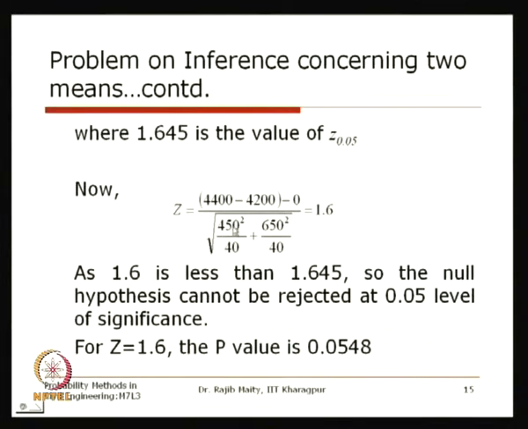Now if we use the sample statistics, we get a Z of 1.6, which is less than 1.645. So the null hypothesis cannot be rejected at the 0.05 level of significance. So we cannot say that sample 1 is really superior to sample 2, because we failed to reject the null hypothesis. As I mentioned earlier also, we should not say that the null hypothesis is accepted. We should say that either the null hypothesis is rejected or it cannot be rejected with the sample data, because then we have to take a larger sample for the test.